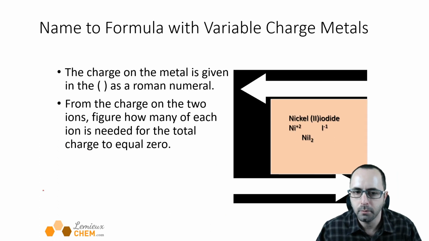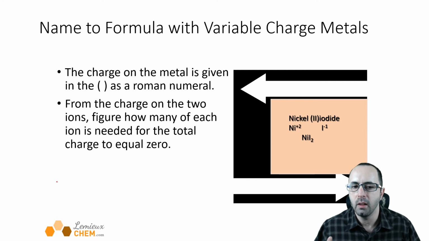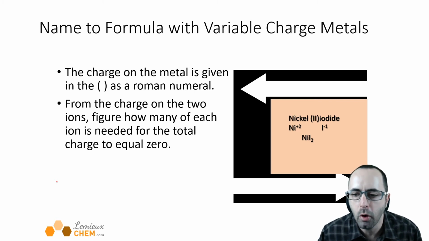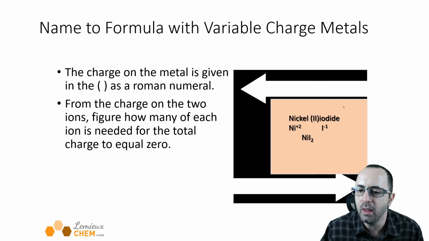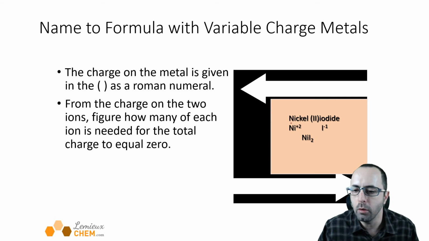Here's one more. This is going from name now to formula. From name to formula isn't as bad. So if we have the name, for example, nickel 2 iodide here. Well, nickel is +2. We know because it says 2 here. Remember, the 2 means that we have a +2 charge. And the iodide is -1. So if we have 1 more iodide, that gives us 2 negatives to go with our 2 positives. So finally, the formula is NiI2.